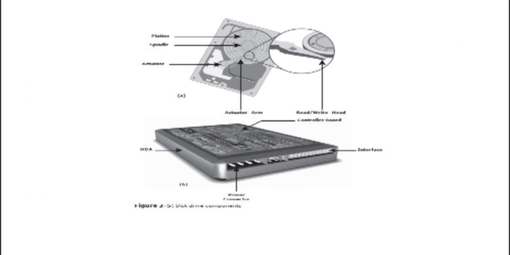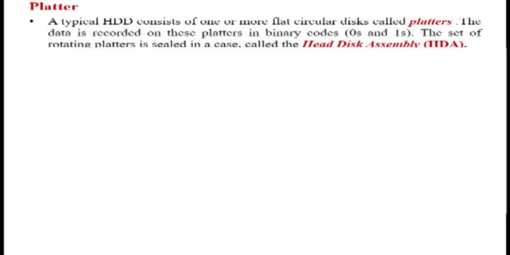We have a picture of a disk drive with its components: platter, spindle, actuator arm, read-write head, controller board, HDA interface and the power connector. Platter. A typical HDD consists of one or more flat circular disks called platters. The data is recorded on these platters in binary codes, zeros and ones. The set of rotating platters is sealed in a case called the head disk assembly.